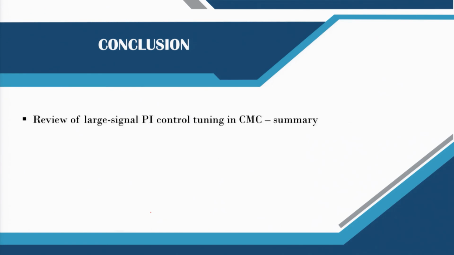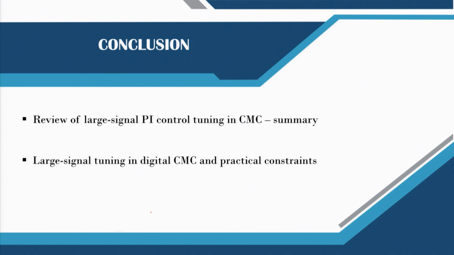So, in summary, we have reviewed large signal PI controller tuning in current mode control. We have discussed large signal PI controller tuning in digital current mode control and its practical constraints. We considered a Matlab case study and tried to cover the real-time issues, that is, because of the sampling delay, it can cause additional overshoot and undershoot. Then how to anticipate this: some aspects are discussed, but more will be discussed when we do hardware implementation in future. That is it for today. Thank you very much.